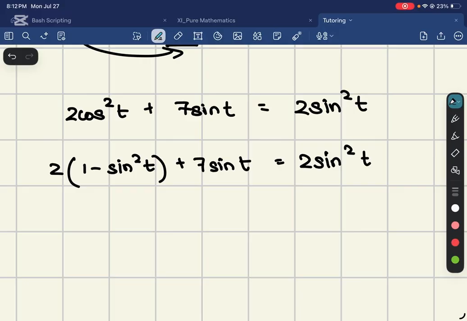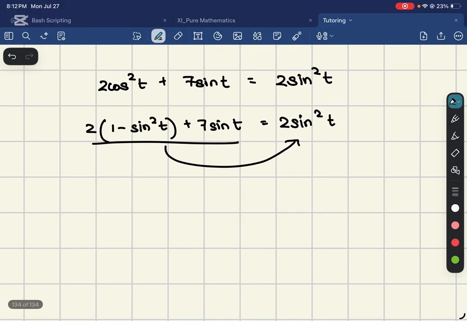So now I'm going to send everything to the right-hand side. Why? Because I want the coefficient of sine squared T to be positive. If you bring everything to the left-hand side, you're going to see that the coefficient is negative. I want it to be positive, so I'm going to send everything to the right-hand side. All right, so if you simplify everything, you get 4 sine squared T minus 7 sine T minus 2 is equal to 0. That is what you're going to get.